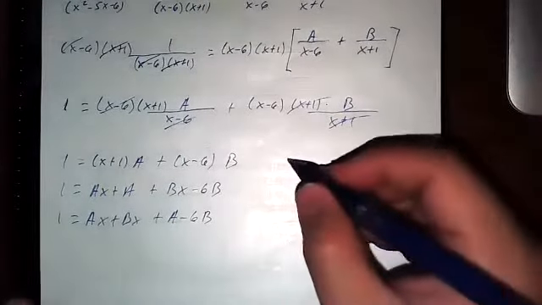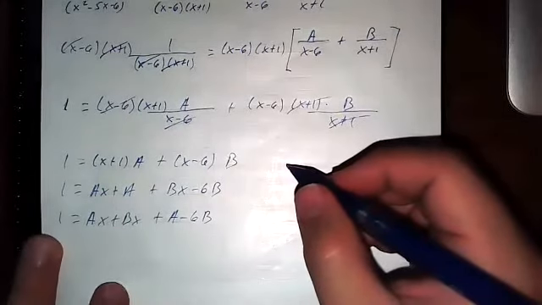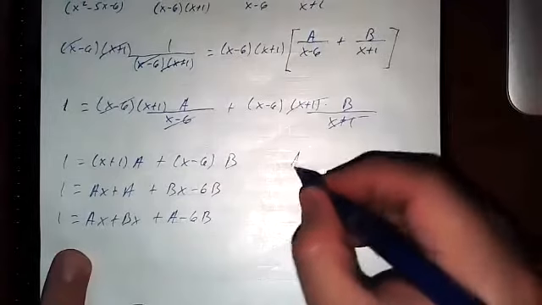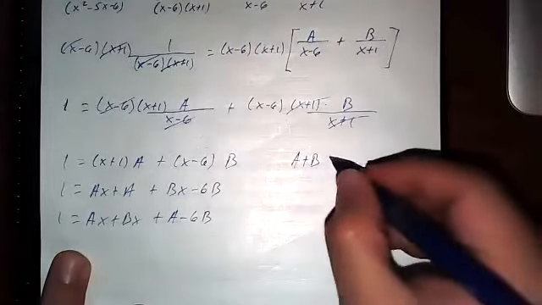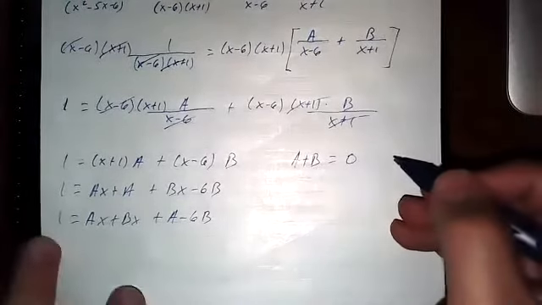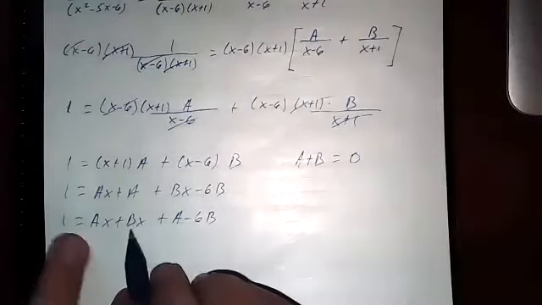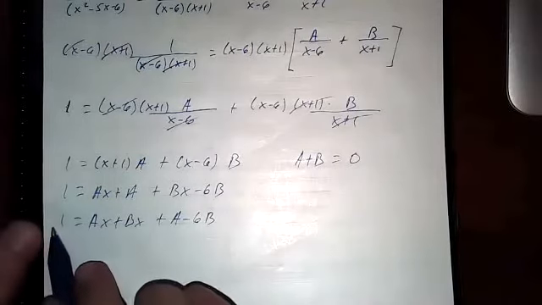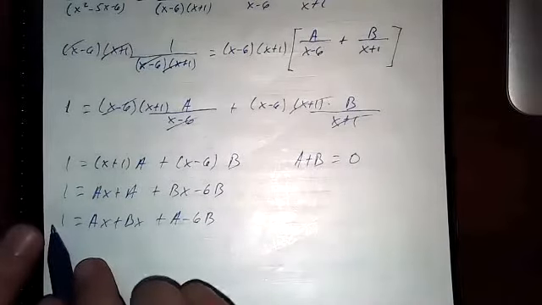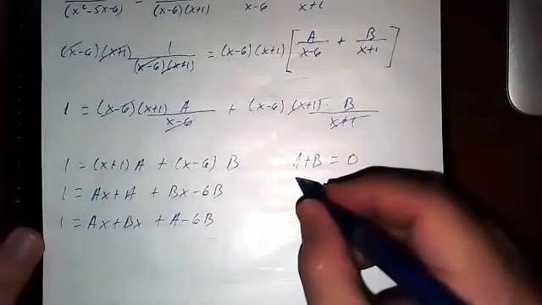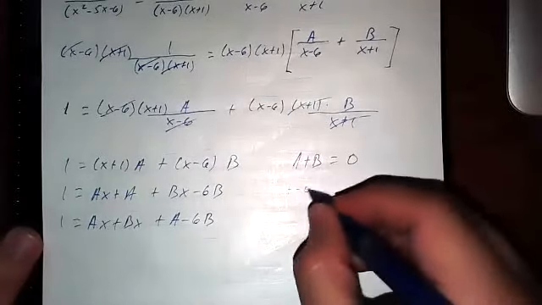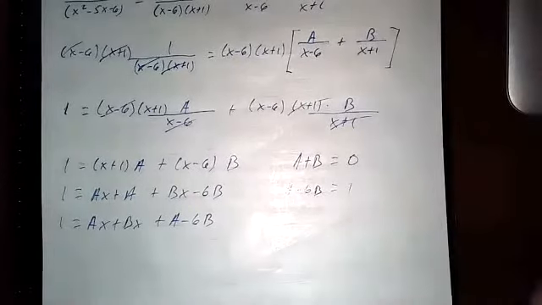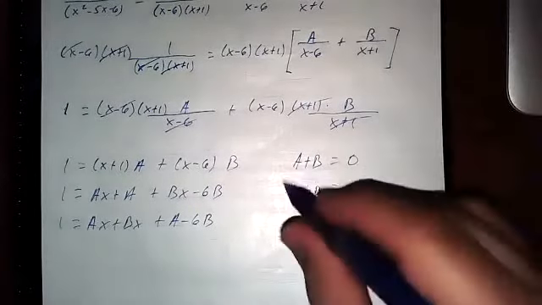So there is no x term on the left. So the x terms will be equal to 0 because there is no x over here. So you take the coefficients and equate them to the coefficient on the left. Coefficient of the x over here is 0, therefore equal to 0. And then you do the constants. There's one constant, right? So you put 1.